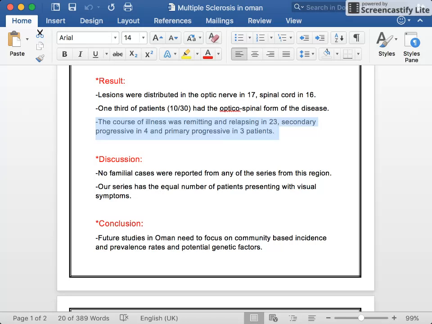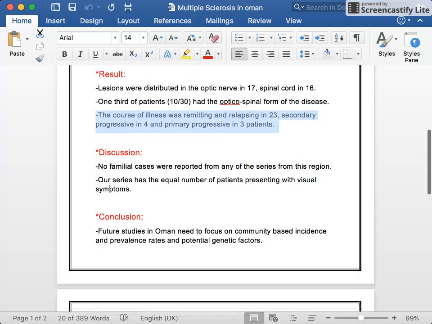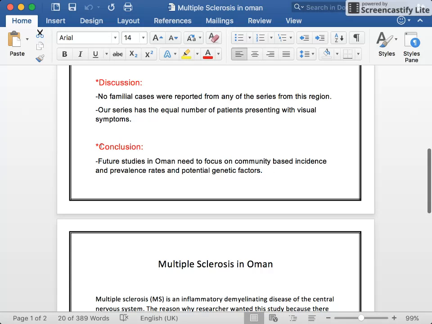No family cases were reported. Okay, so you missed the important part, which is where you got the facts here. You're talking about the facts, but you didn't mention that in the discussion or the conclusion. Remember that the main reason they did the study was to find the characteristics that were most obvious in the patients, right? And you need to confirm that in the discussion. Even though you've mentioned the stats, you still need to say that in the discussion, okay? But the family history cases, that's important in the sense that they need to talk about problems with their study, right? So that's good. But you also need to mention the other points. Our series has equal number of patients. Okay. Future studies in Oman. Okay, good. But again, in their conclusion, they specifically said the characteristics that were evident.